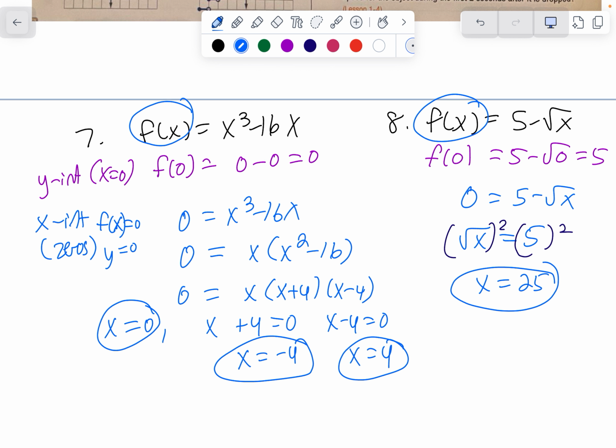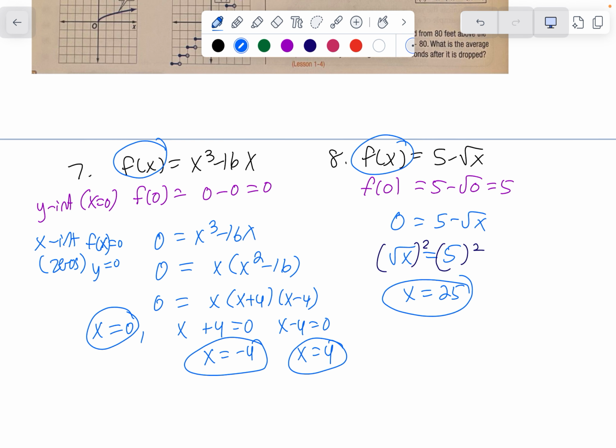I will probably give you a graph where you have to find it by looking at the graph, and then I'll give you some equations you have to find algebraically. Okay, so you do need to know both. We good with 7 and 8? Yep. Okay, so that's 7 and 8.